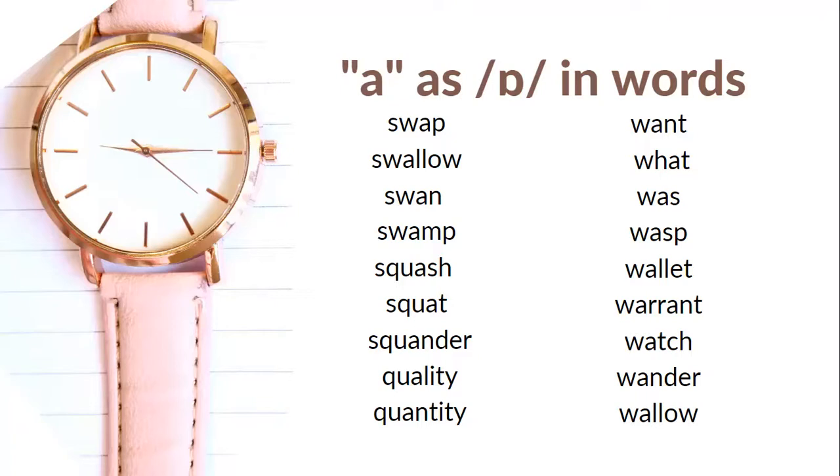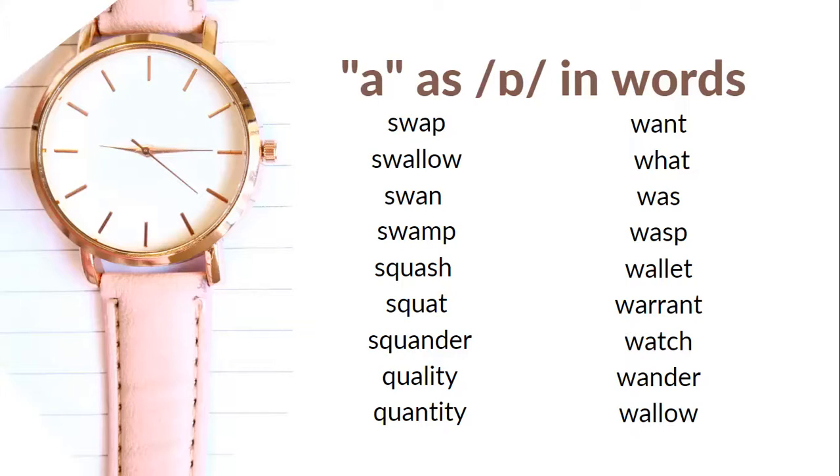The schwa sound replaces the o sound. Yes. So wasp, wallet, warrant, watch, wonder, and wallow. In all of these words, just take note. Squash is not squash, it's squash. Squat and squander, you have squat and squander. It's not squat and squander because you have the A coming after the sound W in those words.